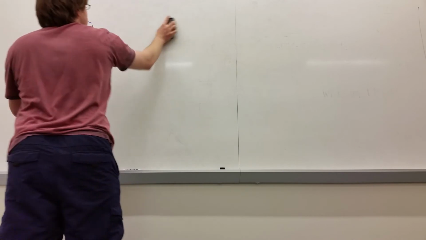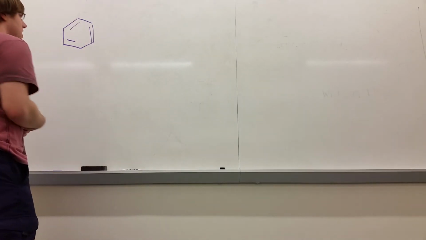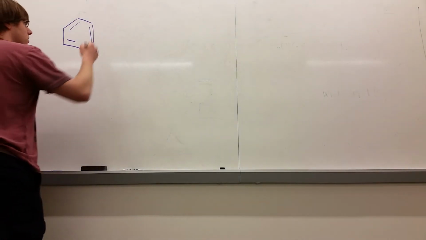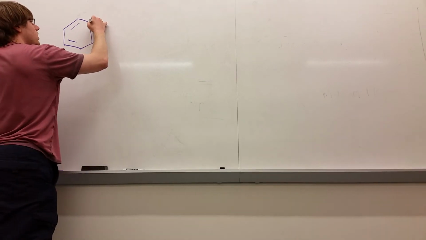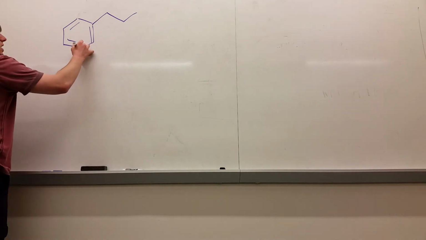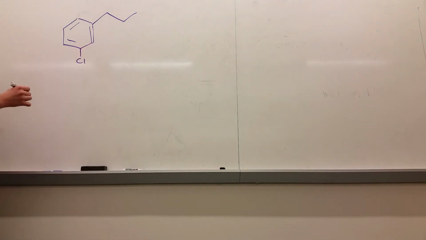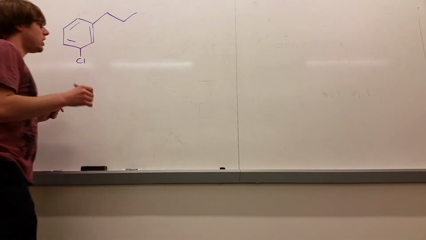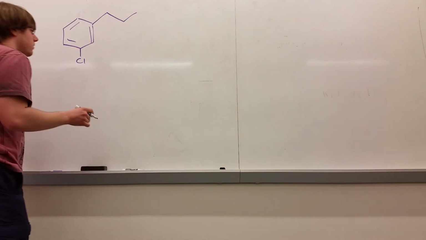If they're going to keep the synthesis simple on the exam, you're only going to have to add 2 things to the benzene. But we're doing retrosynthesis, right? So let's put a carbon chain here, and let's put a Cl here. Okay? So now we have to figure out the order of events.